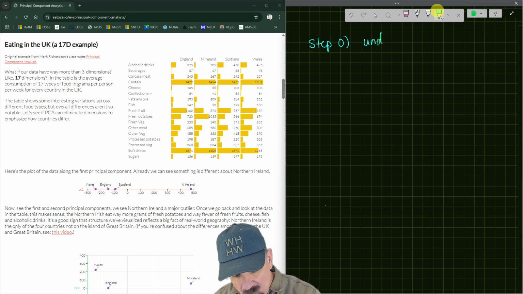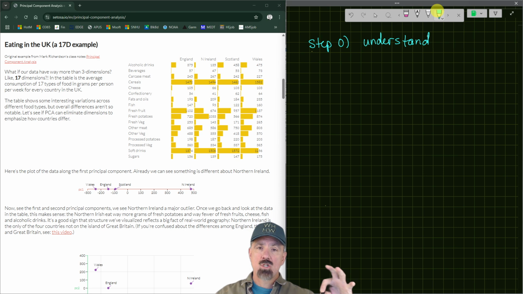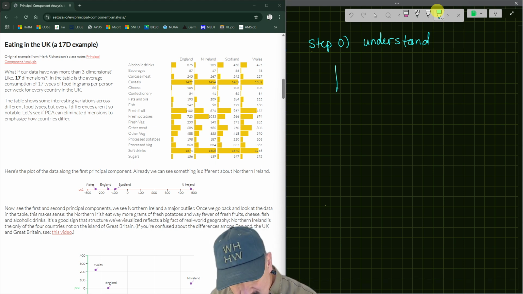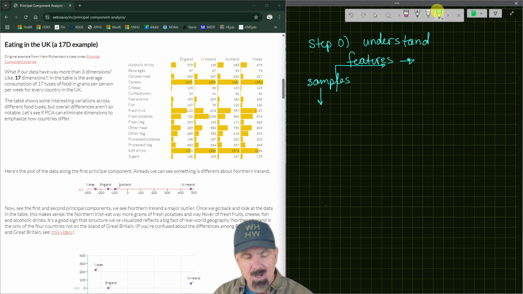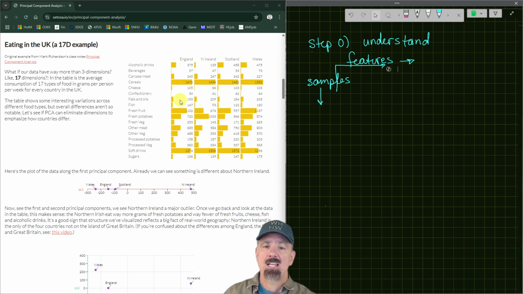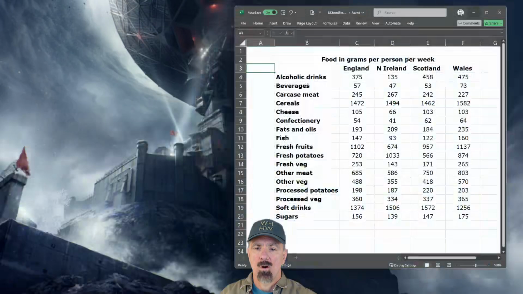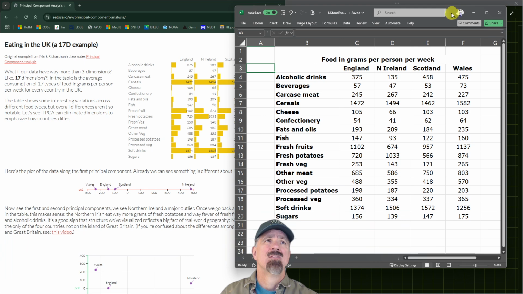We need to understand, and we need to make sure that we structure the data correctly. So when we build our data matrix, just as a reminder, we have the features across the columns, and then we have the samples down the rows. So we have samples down the rows, and we have the features across the columns. So first things first, we need to look at the set of data here and decide what are the features and what are the samples.